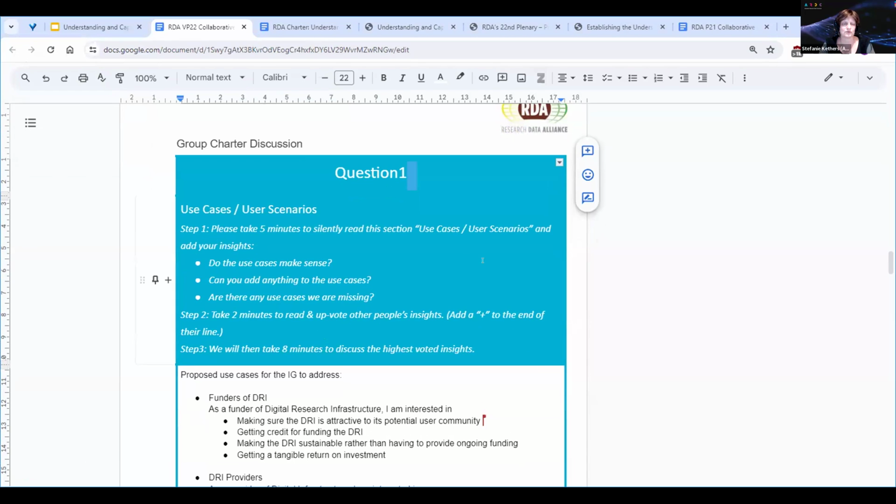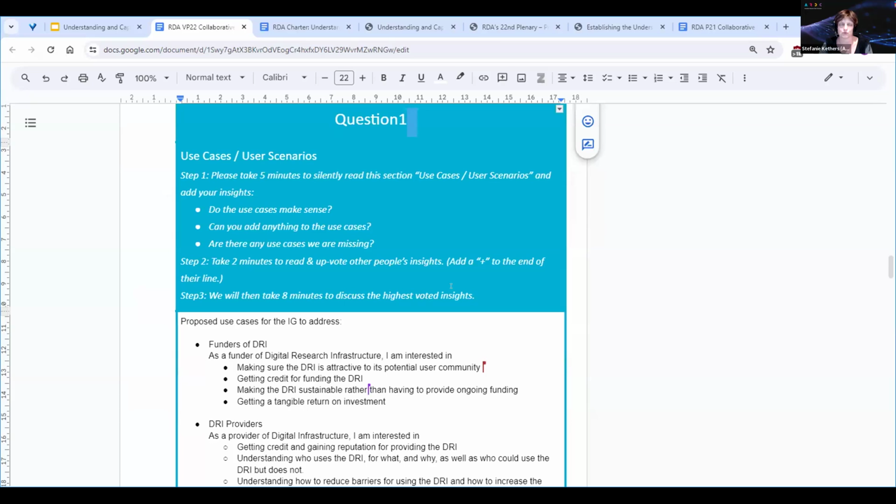So we have a question here. There's a section here on use cases, user scenarios, and that's not very detailed. So by all means, feel free to just rip it to shreds. That's perfectly okay. Please take about 5 minutes to have a look at this section and add your thoughts and insights. Do the use cases make sense? Can you add anything? Does anything not make sense? Are there any use cases we are missing?